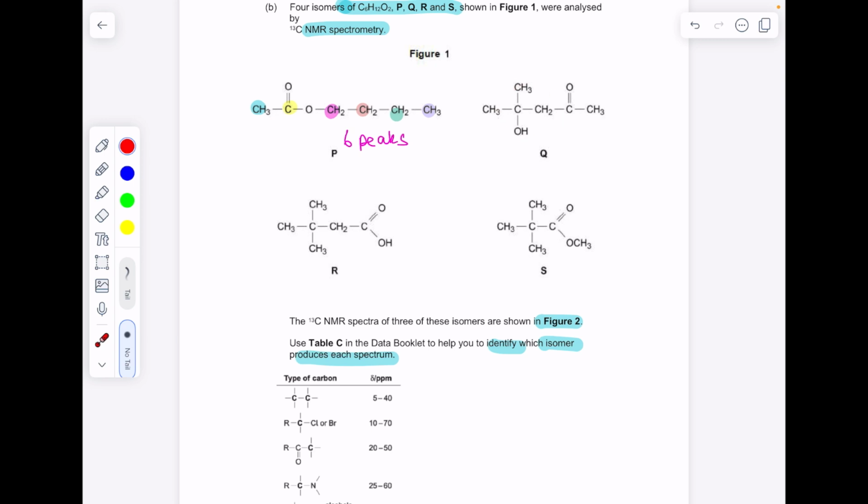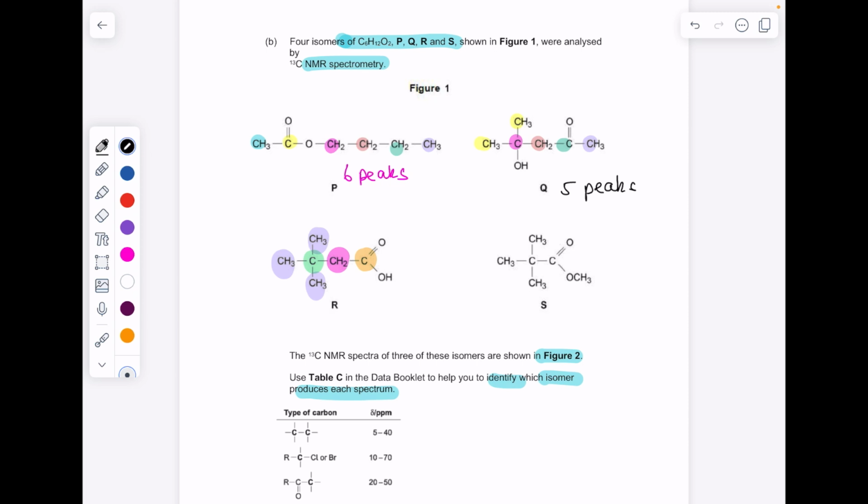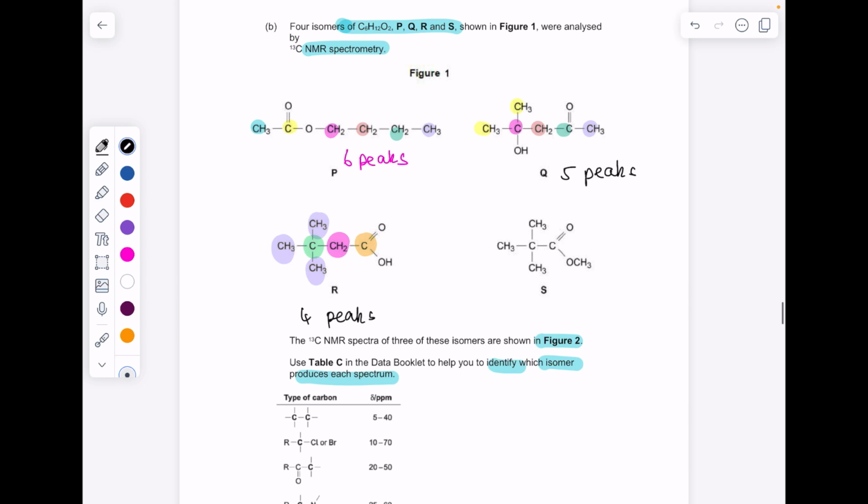What about this isomer? Just be careful here. These 2 methyl groups are part of the same carbon environment. 2nd, 3rd, 4th, 5th. 5 peaks for Q. Let's look at the number of carbon environments and therefore peaks for R. So these will all be part of the same environment. So that's 4 peaks. And then lastly, 1, 2, 3, 4 peaks.